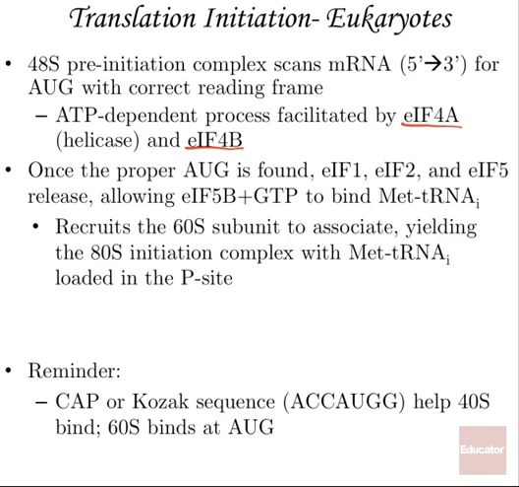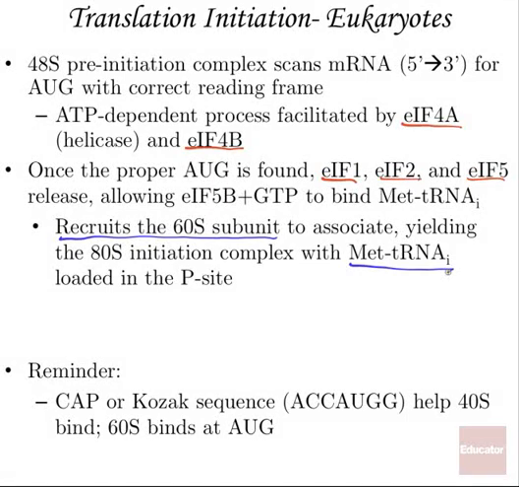So once the proper AUG is found, initiation factors 1, 2, and 5 release, which allows EIF5B and GTP to bind that initiator tRNA. Okay, so we lose a bunch of initiation factors and gain one which helps a tRNA bind. This then recruits the large subunit to associate, making the fully functional 80S ribosome with the proper initiator methionine tRNA loaded into the peptidyl site.